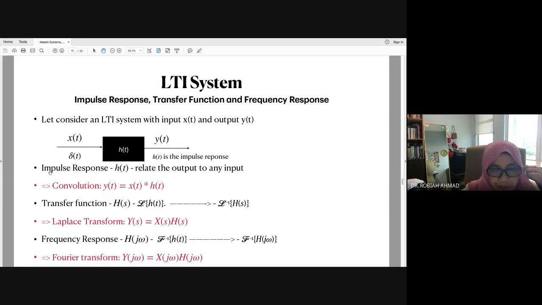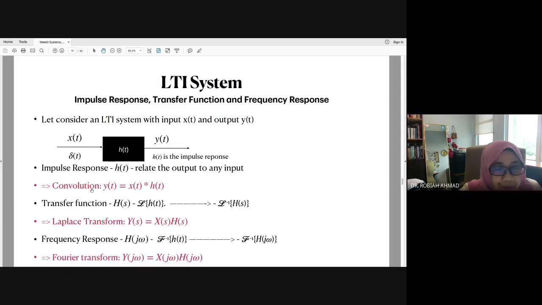So dalam case to find the impulse response, you will learn about convolution. So chapter 4 and chapter 5. I don't have the textbook. The textbook is at home.